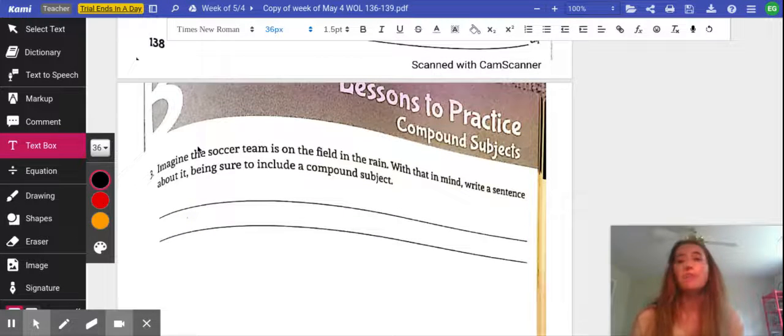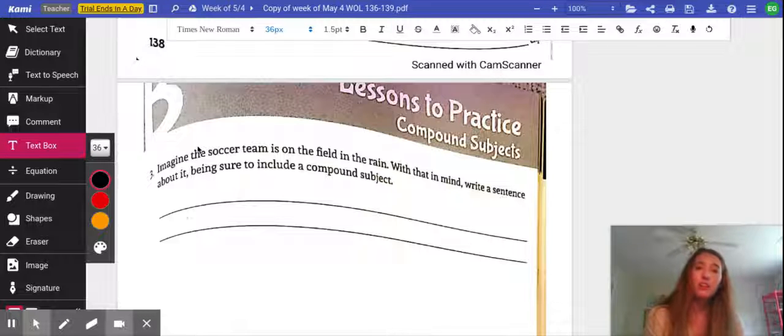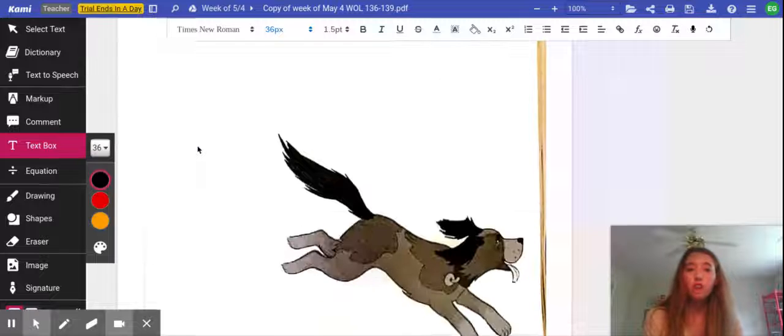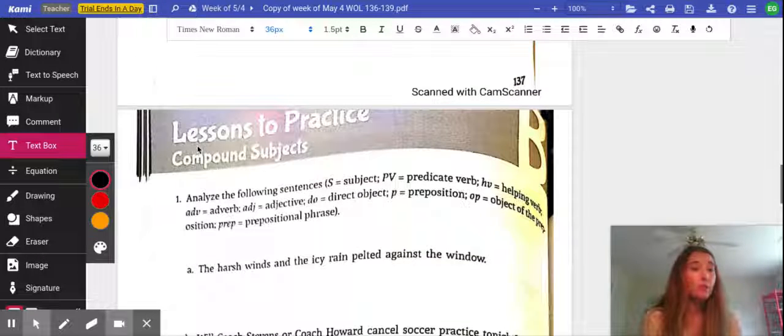And then it says, imagine the soccer team is on the field in the rain. With that in mind, write a sentence about it, being sure to include a compound subject. Okay, so have two subjects combined with a conjunction like and, then write about the soccer team being on the field. Okay, so that is all for our lesson on compound subjects.